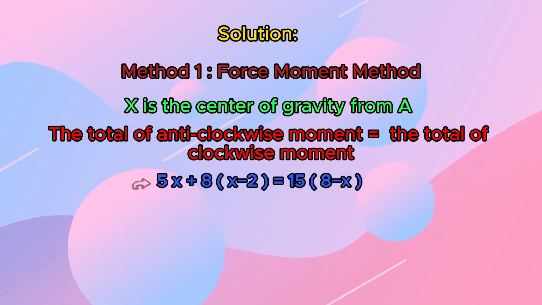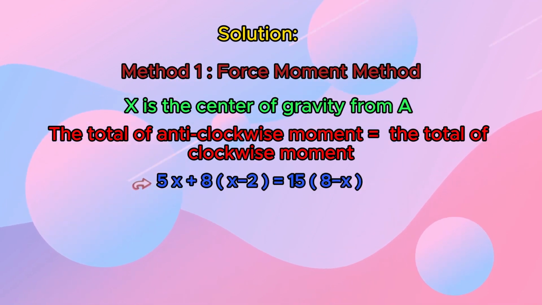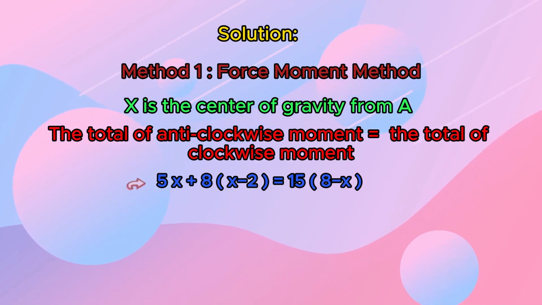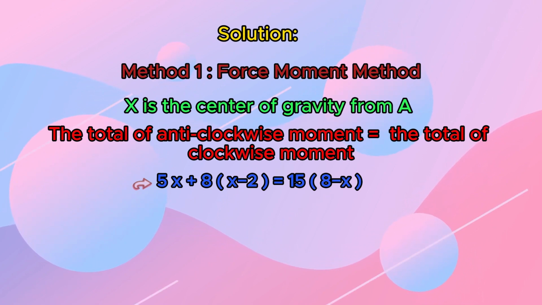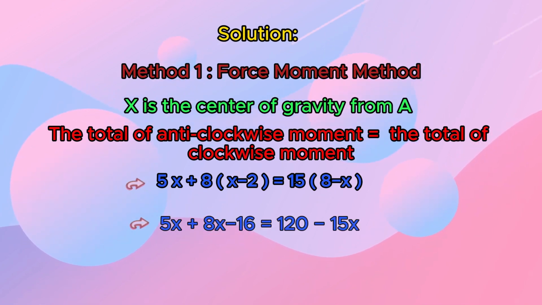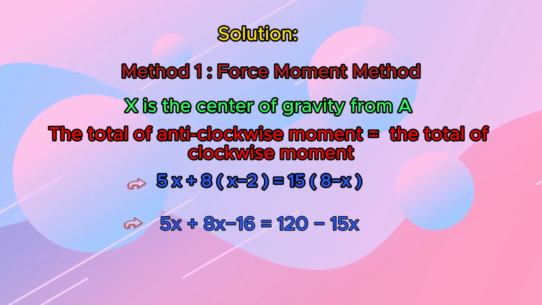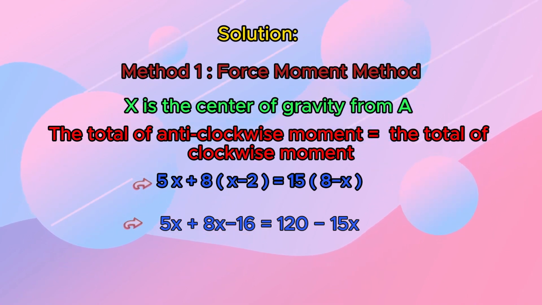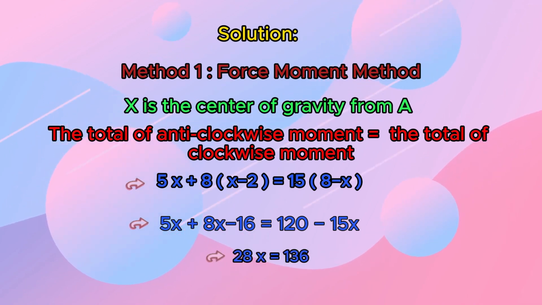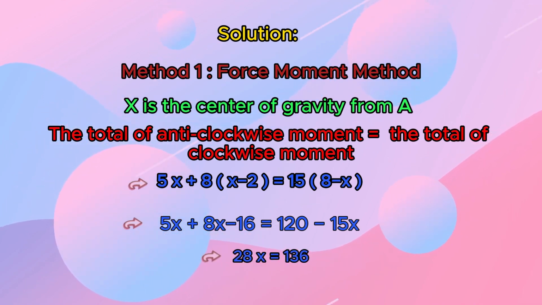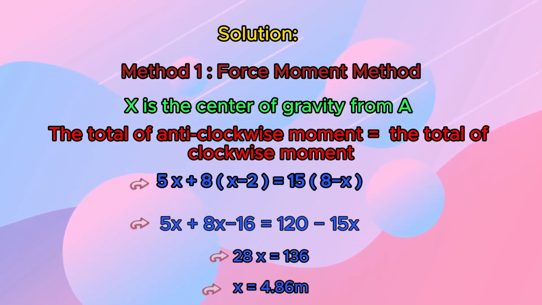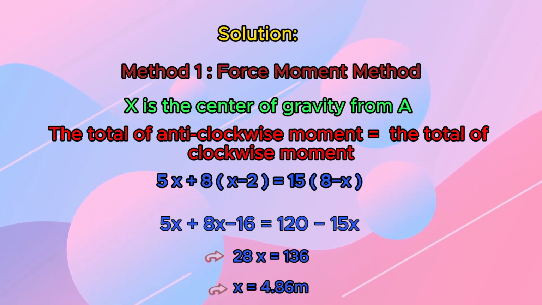5x plus 8 times x minus 2 equal to 15 times 8 minus x. Then, 5x plus 8x minus 16 equal to 120 minus 15x. Then, 28x equal to 136. And the answer is x equal to 4.86 meter.